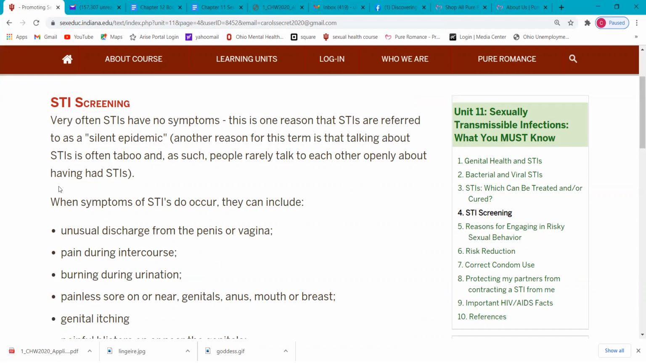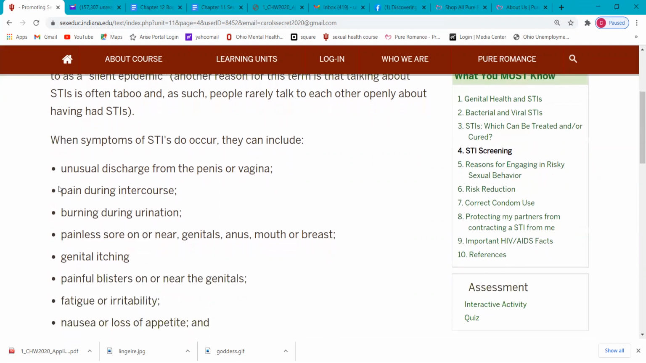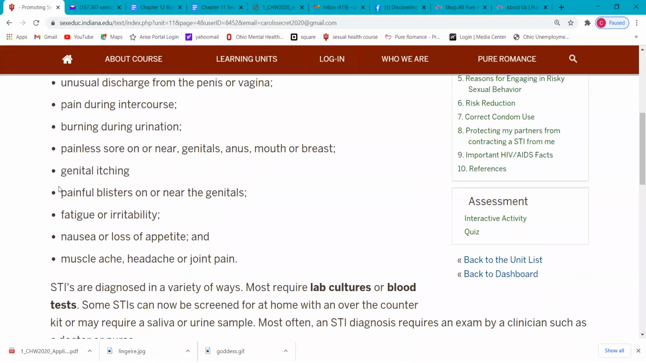Now, when symptoms of STIs do occur, they can include unusual discharge from the penis or vagina, pain during intercourse, burning during urination, painless sore on or near genitals, anus, mouth, or breasts, genital itching, painful blisters on or near the genitals, fatigue and irritability, nausea or loss of appetite, and muscle ache, headache, or joint pain.